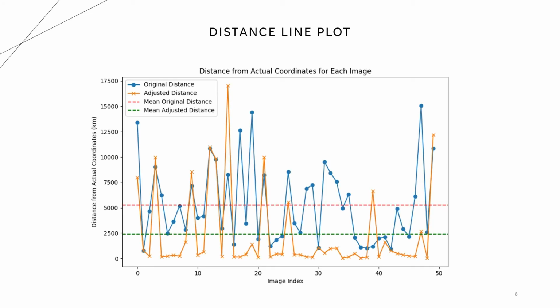And then next is a distance line plot that I have. As you can see at the bottom row, all the adjusted distance values are very, very accurate. But if you look between the 10 and 20 image index at the top, you can see the adjusted distance. That one is a massive outlier.